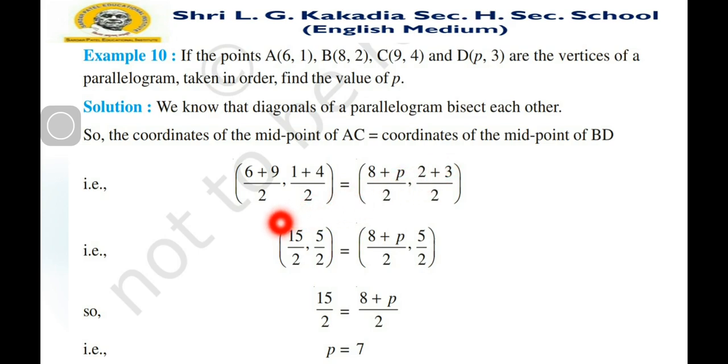So here we can find (15/2, 5/2) is equal to ((8 + p)/2, 5/2). We can compare the coordinates, x with x and y with y. Here you can see 5/2 and 5/2 are equal. So let me take 15/2 equal to (8 + p)/2. Hence we can find p is equal to 7.